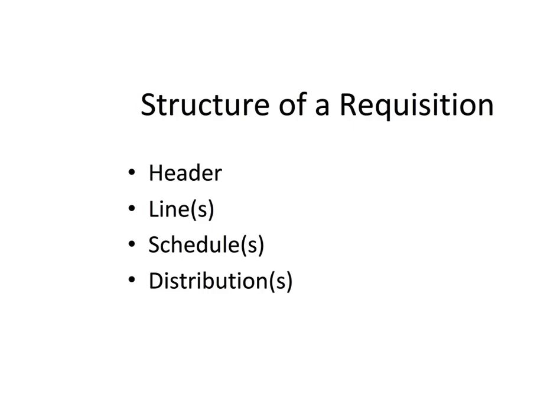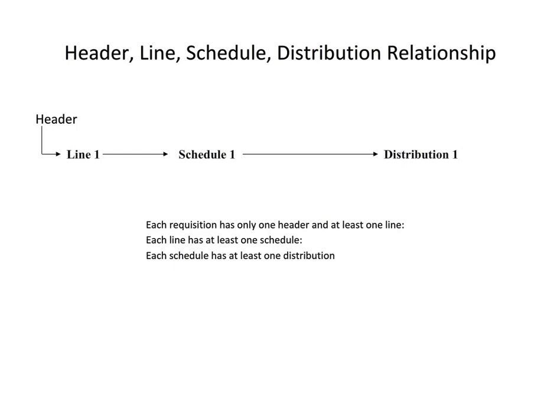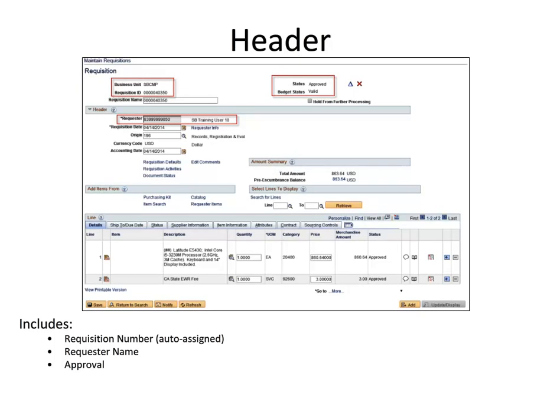A requisition has 4 levels: a header, lines, schedules, and distributions. Each requisition has a header and at least 1 line. Each line has at least 1 schedule, and each schedule has at least 1 distribution. The header carries basic information: the business unit, the requisition ID, the requester's name, and approval status. Some parts, such as header comments, are not as visible as some other fields, but they can be reached by clicking appropriate links that appear on the page.